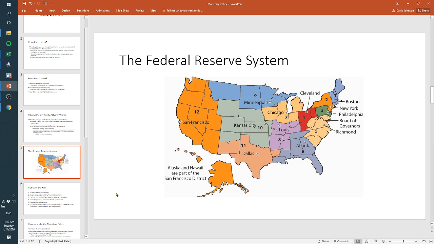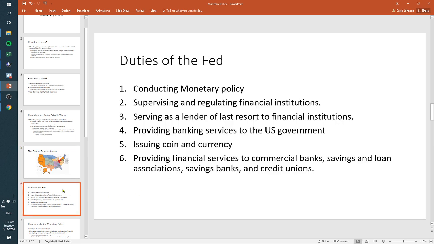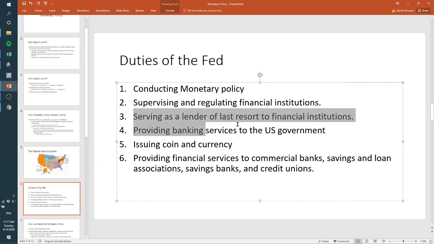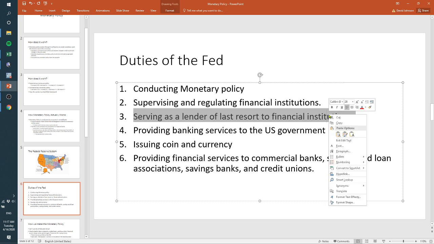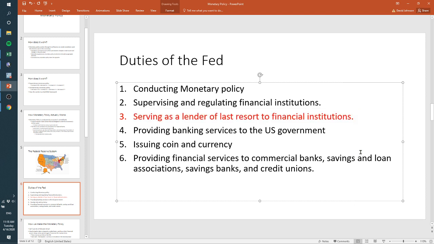Anyway, let's take a look at the duties of the Fed. The Fed has 6 primary duties. These are conducting monetary policy, supervising and regulating financial institutions, and serving as a lender of last resort to financial institutions. This is an important one, and it gets into one of the Fed tools that we'll talk about later, so pay attention to that one. It provides banking services to the U.S. government, and it issues coin and currency. It also provides financial services to commercial banks, savings and loan associations, and credit unions.